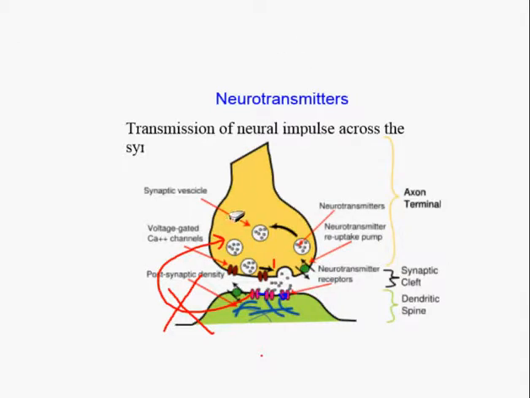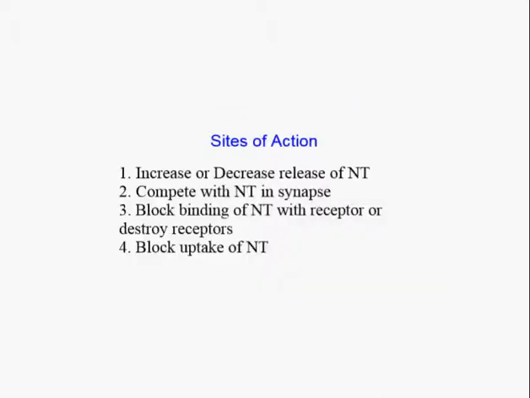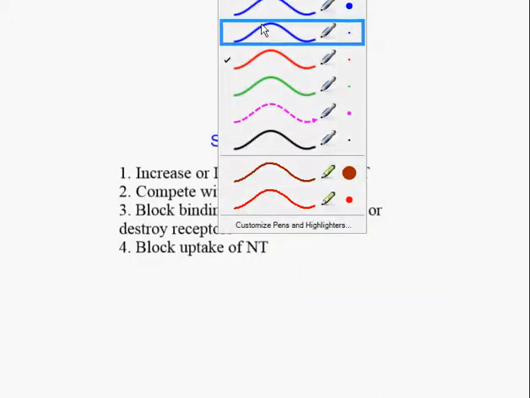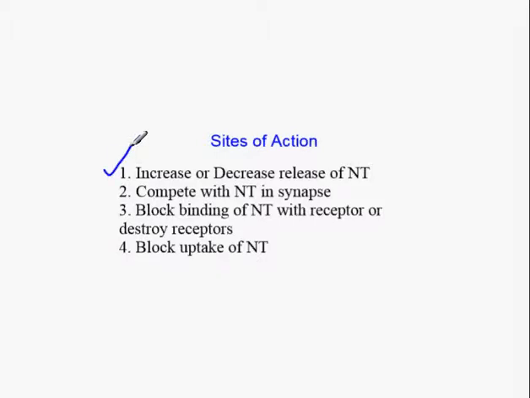Let's review those one more time, how we could change the effect of a neurotransmitter. You could increase or decrease the release of it. You could have some other chemical that could compete with the neurotransmitter, which would decrease its effect. You could have some other chemical that could block the receptor, or you could have somebody who could block the uptake or reuptake of the neurotransmitter back to the original cell.